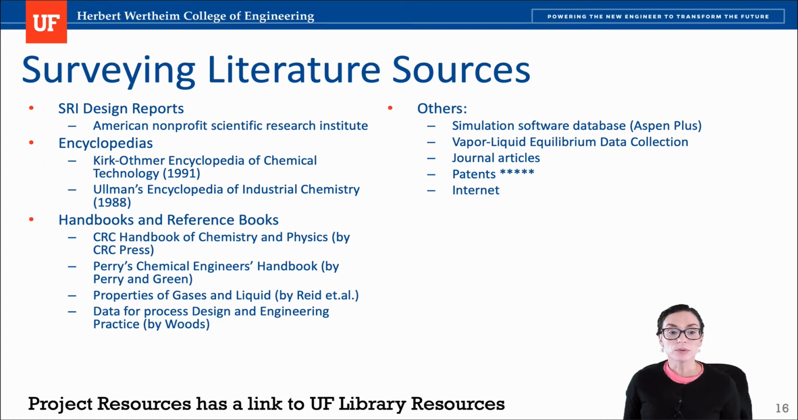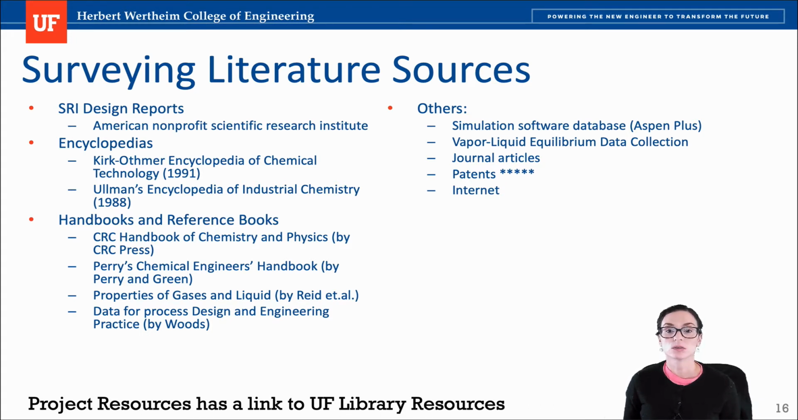Check the handbooks of chemistry and physics, chemical engineering handbooks, properties of gases and liquids, data for process design and engineering practice. In terms of the physical-chemical properties, information that you may need later are the Antoine coefficients. So make sure that you get those too if they are available.